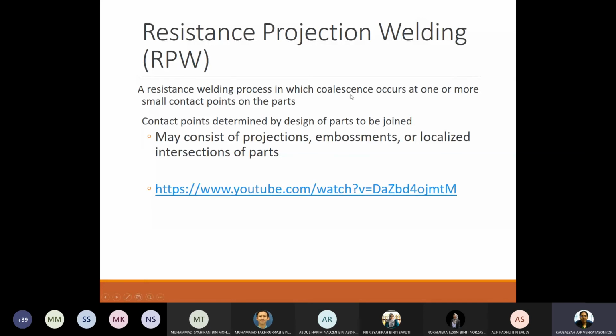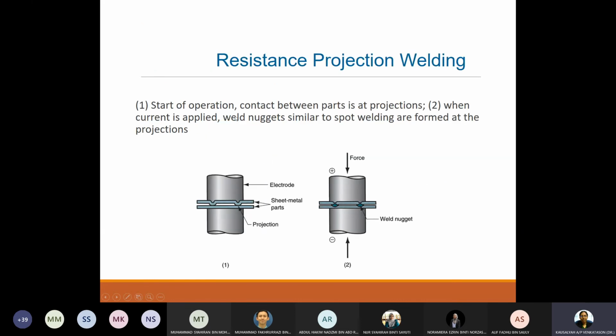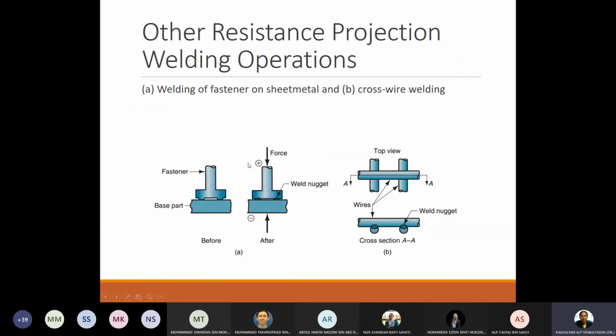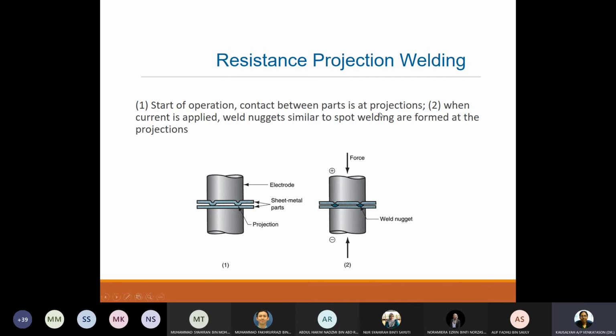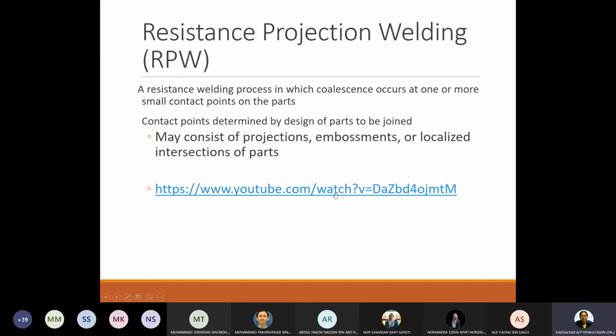A resistance welding process in which coalescence occurs at one or more small contact points on the part. The contact points are determined by the design of the parts to be joined. So this may consist of projections, embossments, or localized intersections of the part. So you can see now the schematic diagram. Contact between parts is at projections. When the current is applied, the weld nuggets, similar to spot welding, will form. So wherever there is an embossment or projection, we expect the weld nugget to form in those areas.